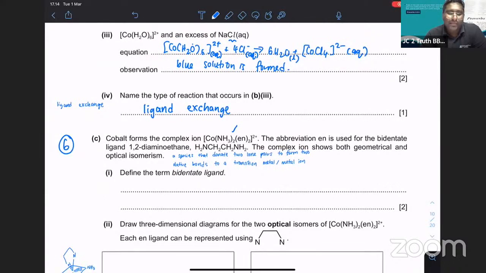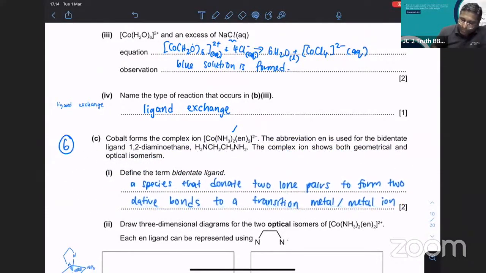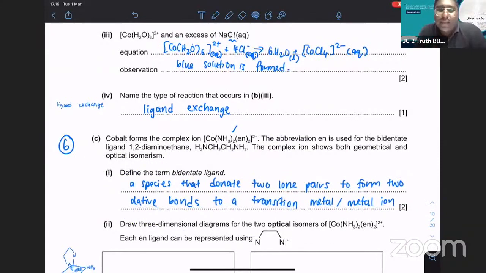Define the term bidentate ligand. So what is a bidentate ligand? It is a species that can donate 2 lone pairs to form 2 dative bonds to the transition metal or metal ion. I prepared this earlier also, so I'll just put it over there. So it's going to be a species that donates 2 lone pairs of electrons to form 2 dative bonds to a transition metal or metal ion.